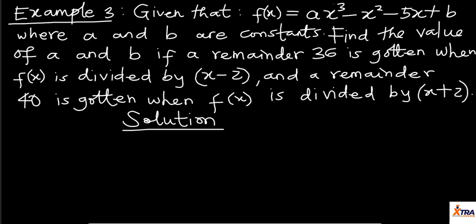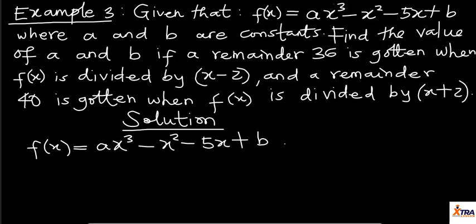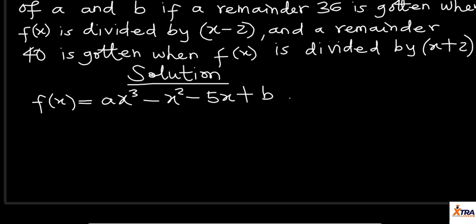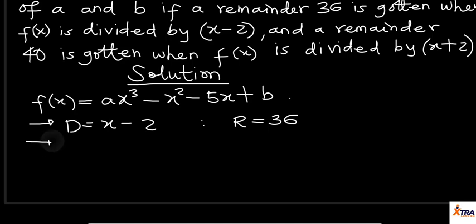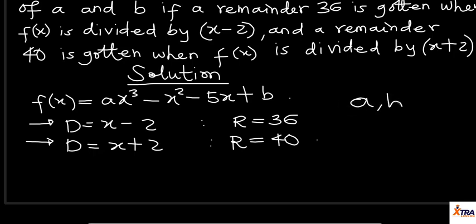First of all, as usual, you bring out your parameters, the function, that is the polynomial: ax cubed minus x squared minus 5x plus b. Then we have two cases here. In the first case, the divisor is x minus 2 and the remainder is 36. In the other case, the divisor is x plus 2 and the remainder is 40. And remember that we're looking for a and b.